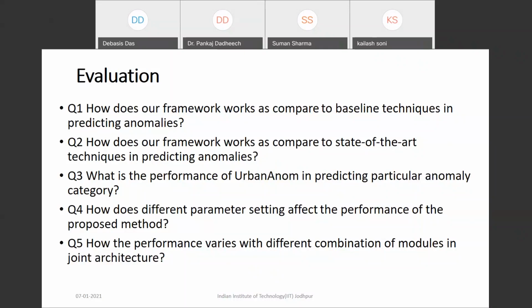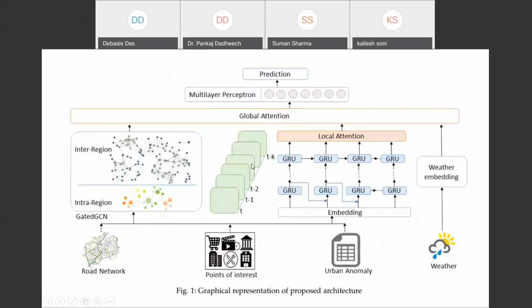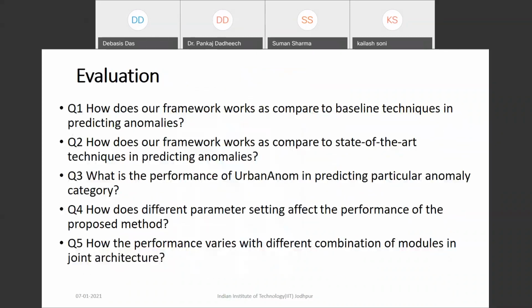Okay. Now after that, our first objective is to design one framework which is comparable with the baseline anomaly prediction models, and we also design the framework to compare with the state-of-the-art techniques models. And we also check the performance of our model. Urban anomaly is the name of the model for predicting a particular anomaly category. Anomaly category means we categorize into 4 types. What are the types? The type is either the road network, point of interest, urban anomaly, or weather condition related information.